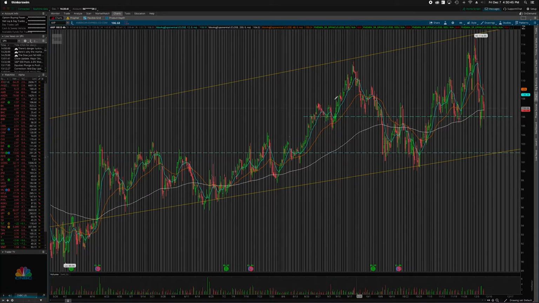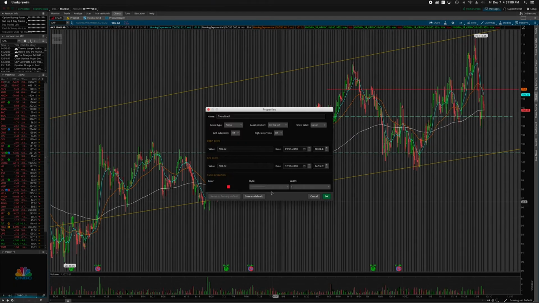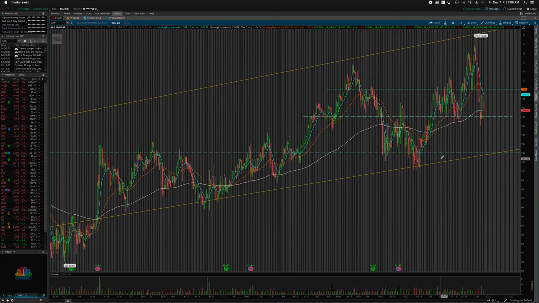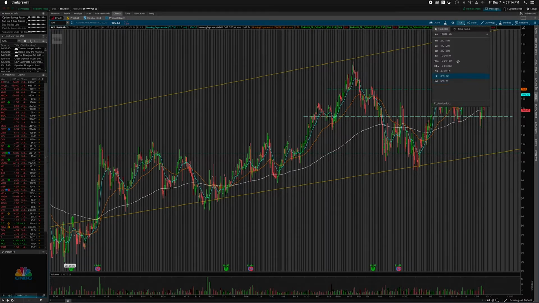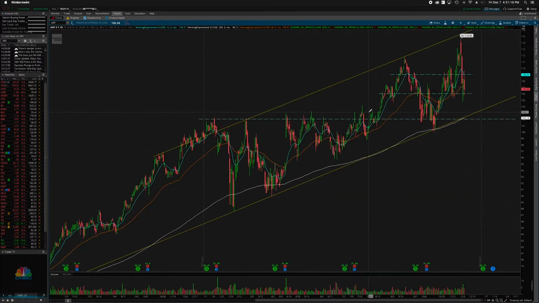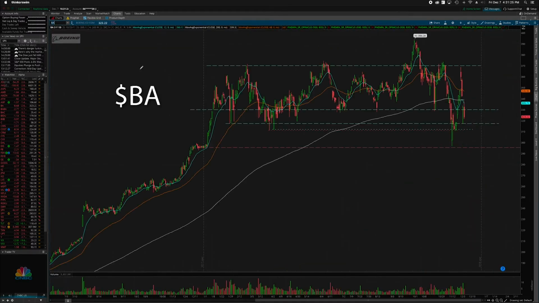Wait on that though. Looks like the 109 has more respect, more tests than the 110 area. Kind of interesting chart. Keep an eye on it from here. Definitely looks better on the daily. What's up next? Boeing, BA.